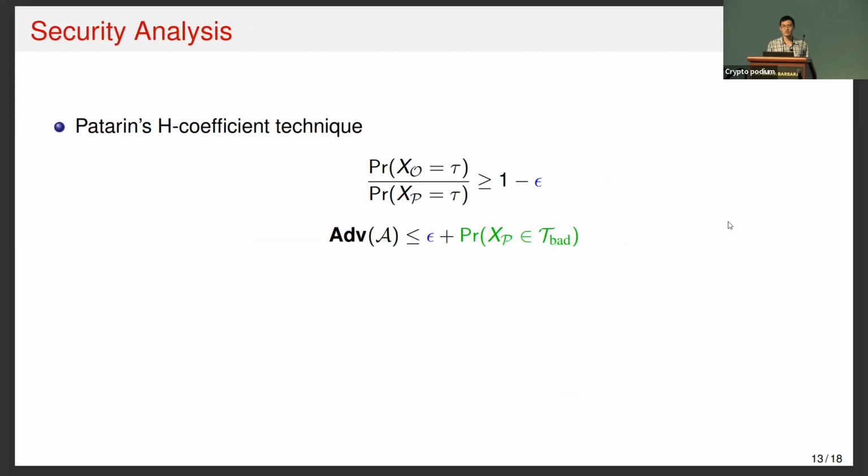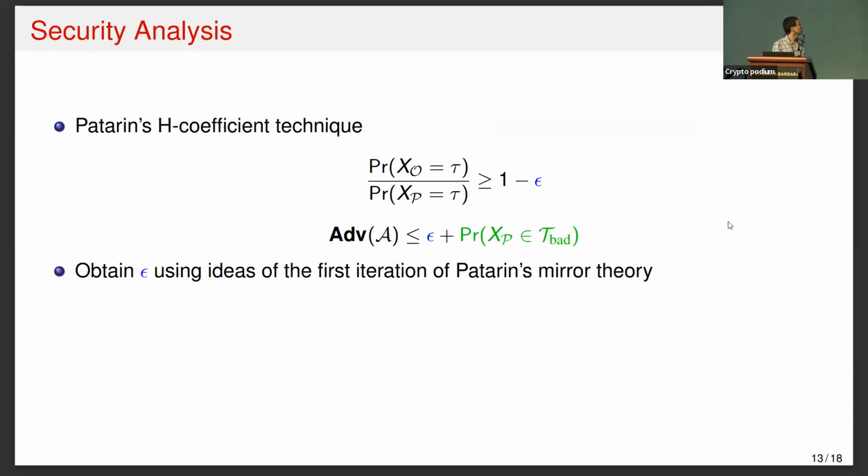Now, a little bit of the idea about the security analysis: it is performed using Patarin's H-coefficient technique, where the formulas are given here. I'm not going to explain the details, but we have two terms. The green one is actually the probability of a bad transcript, while the blue one is obtained from the ratio of the good transcript probability in the real world and the ideal world.